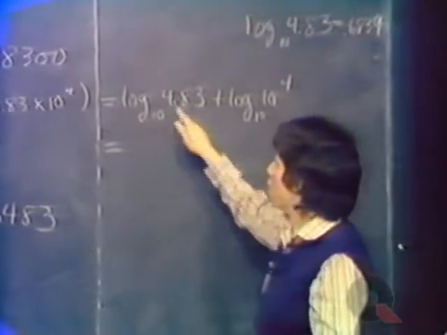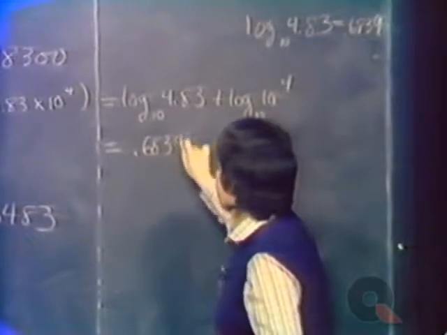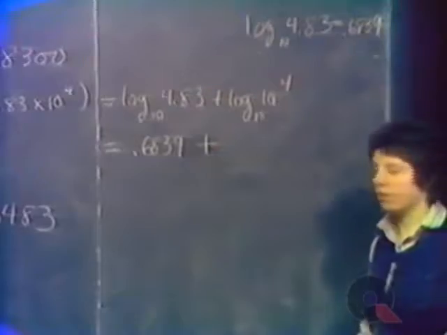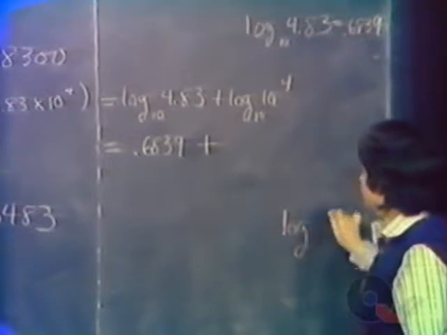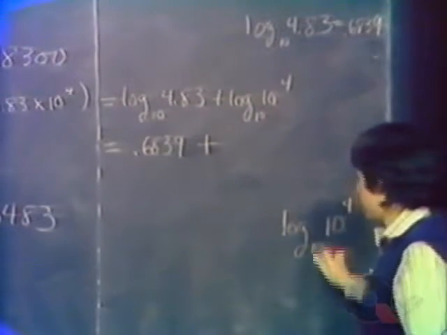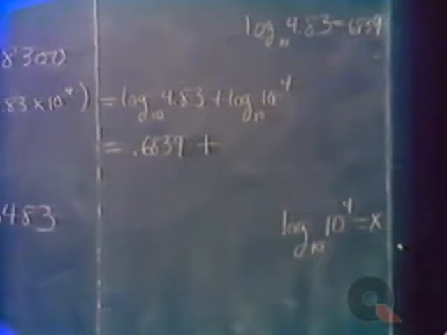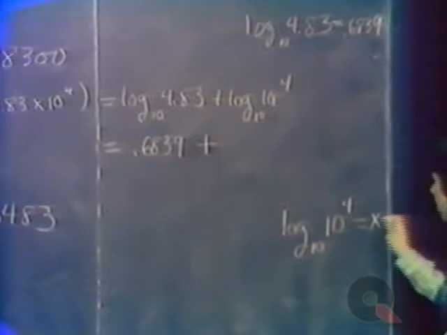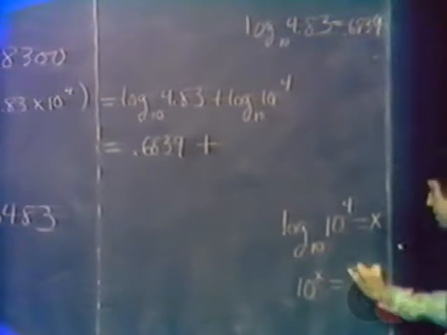So over here, the log of 4.83 to the base 10 we will write 0.6839. And over here, we have to figure out what to write. We need the log of 10 to the 4th to the base 10. Let's say this is x. We're not sure what this is. Remembering how the log definition works, this is the log of some number to the base 10 is x. That means that x is the power that you would have to raise the base to get the number.